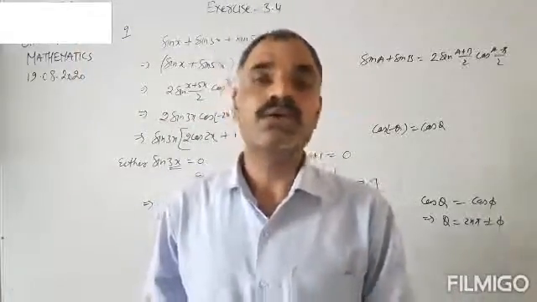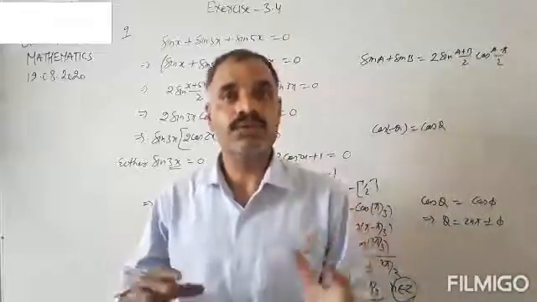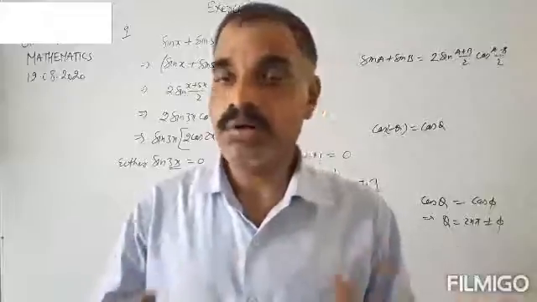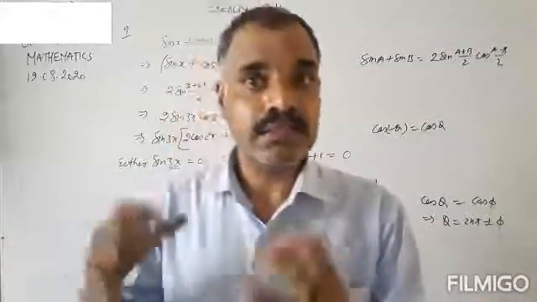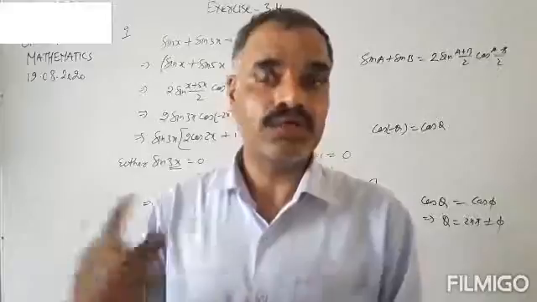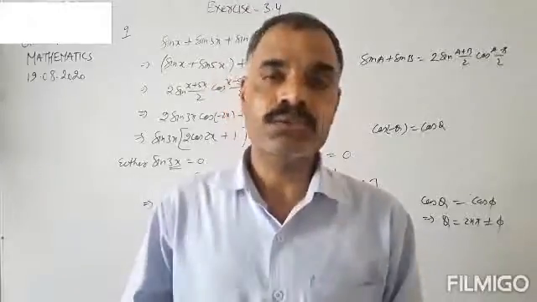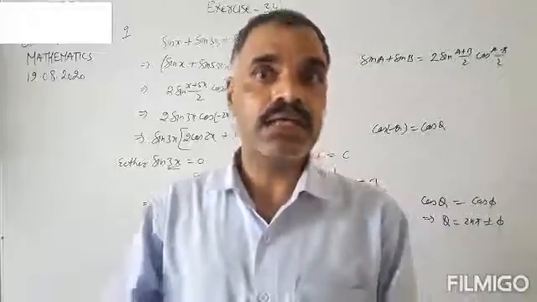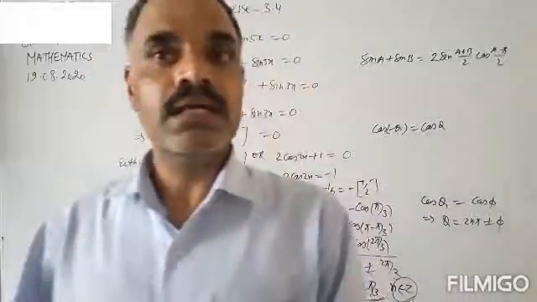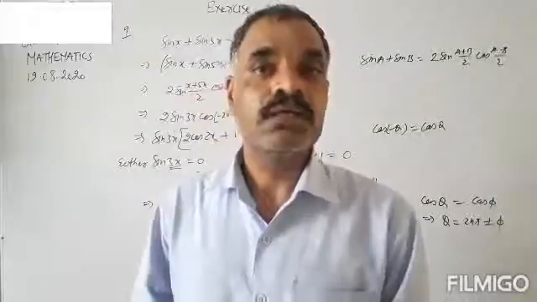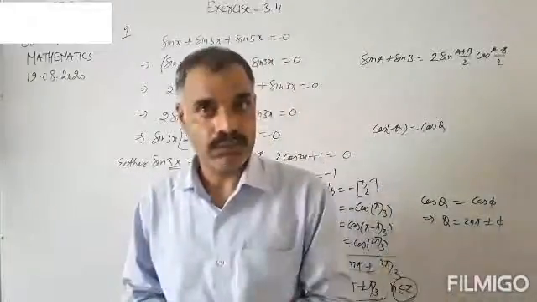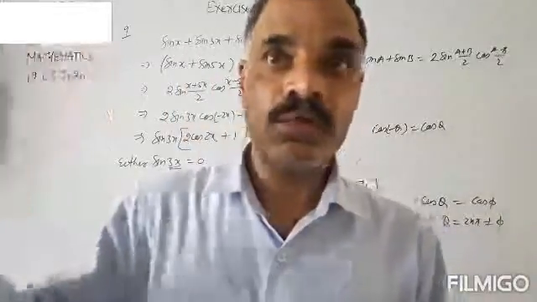And the general solution means solution for all. Solution for all means it contains n belongs to Z, the set of integers. A solution containing the set of integers, that is n, is said to be the general solution, and this solution is for all the values of x.